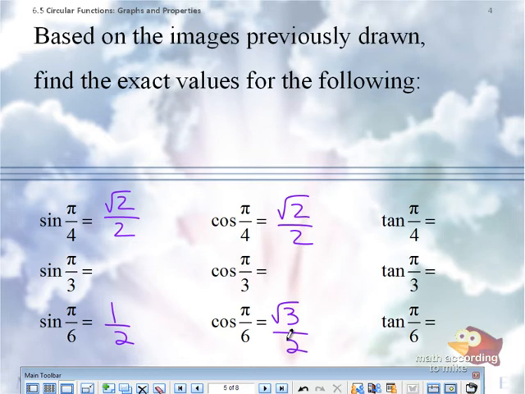And it turns out, just with that right there, you can do the rest. You don't even have to flip through your book anymore, because tangent is sine over cosine. So, what's radical 2 over 2 over radical 2 over 2? 1. So what's the tangent of pi over 4? 1.